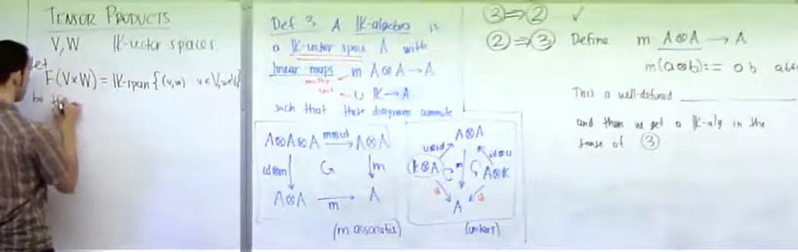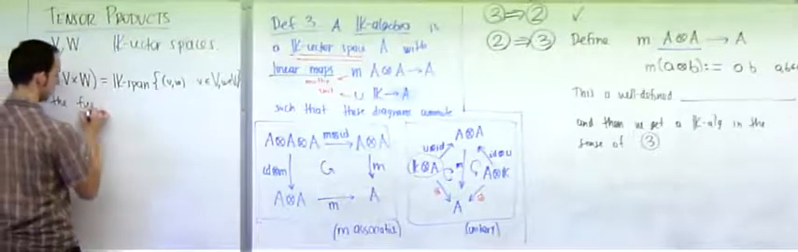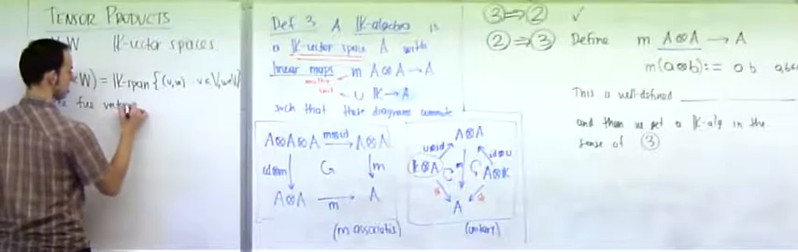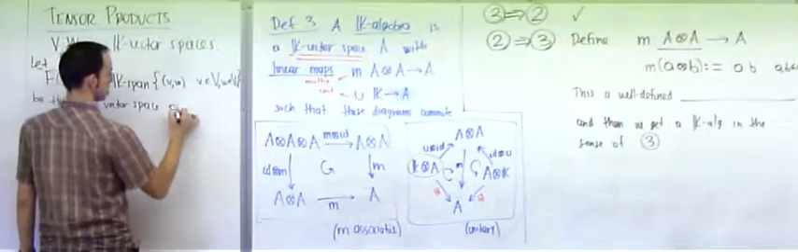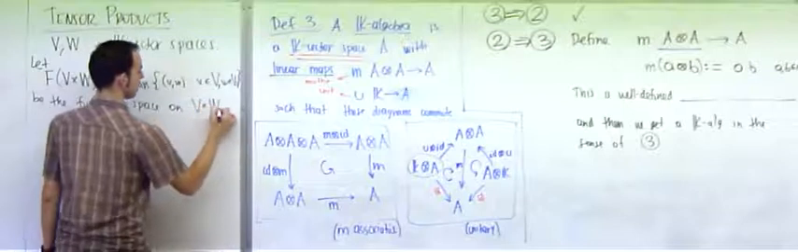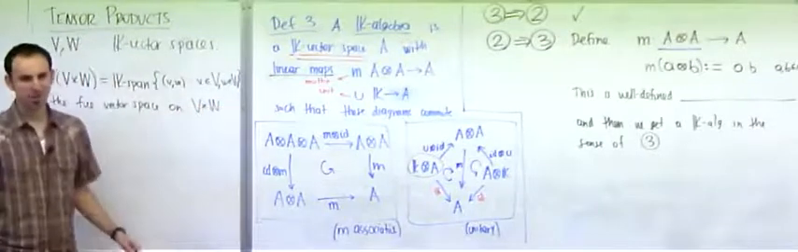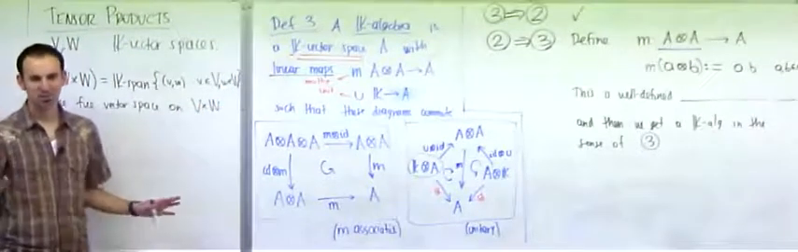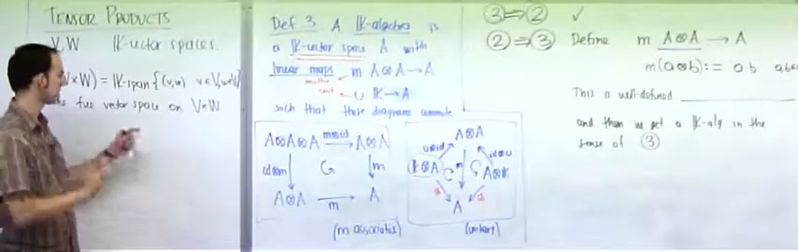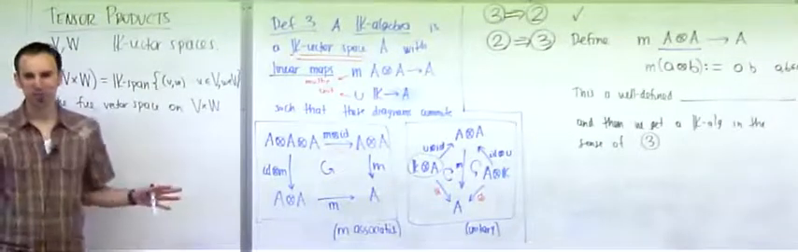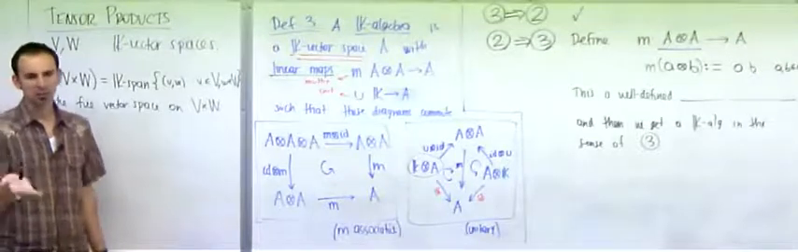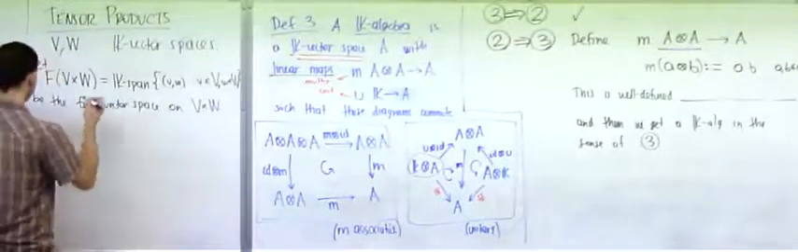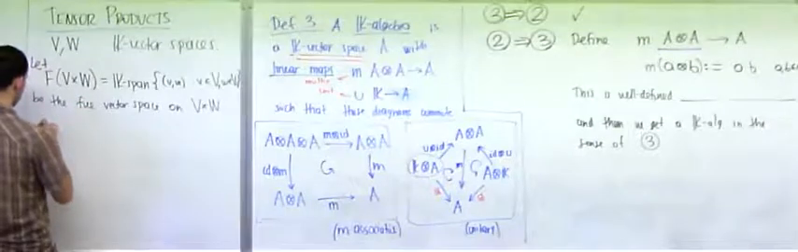So far, I'm defining this to be what's called the free vector space on V cross W, and so this is a basis, and linearity is not satisfied yet. This is just the free vector space with absolutely no relations. Okay, it's a huge vector space, but naturally we want to introduce relations. Okay, and so this is what we do.